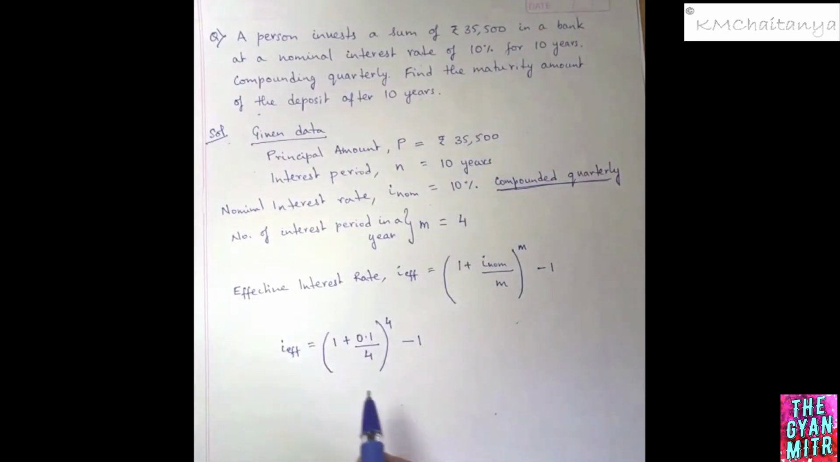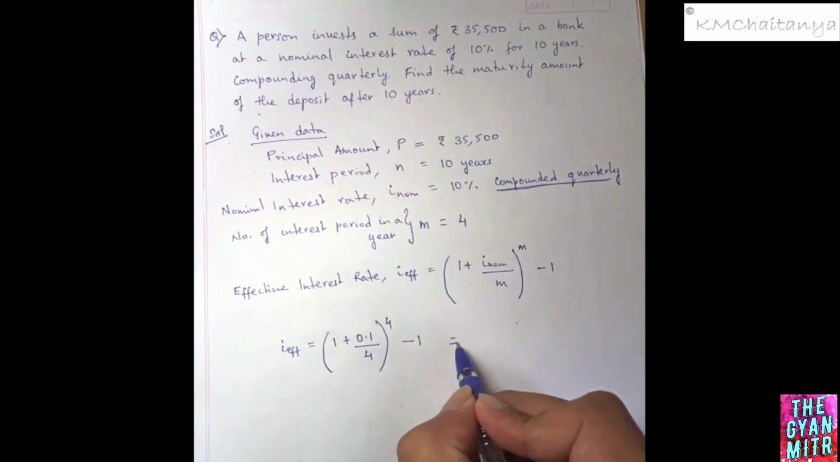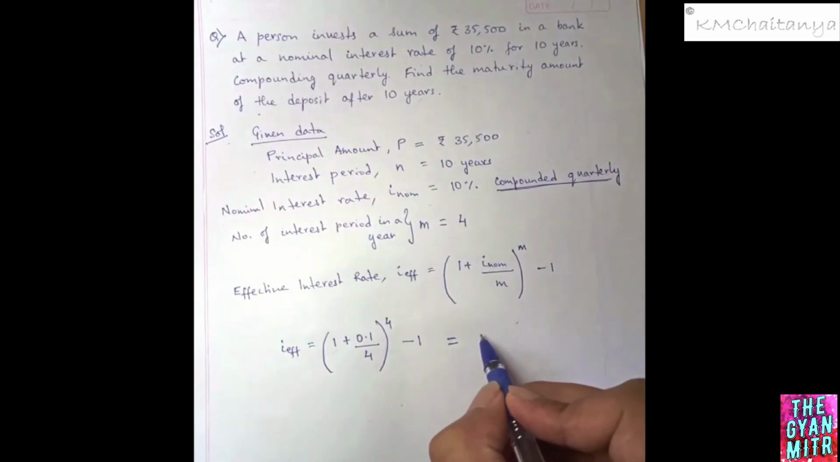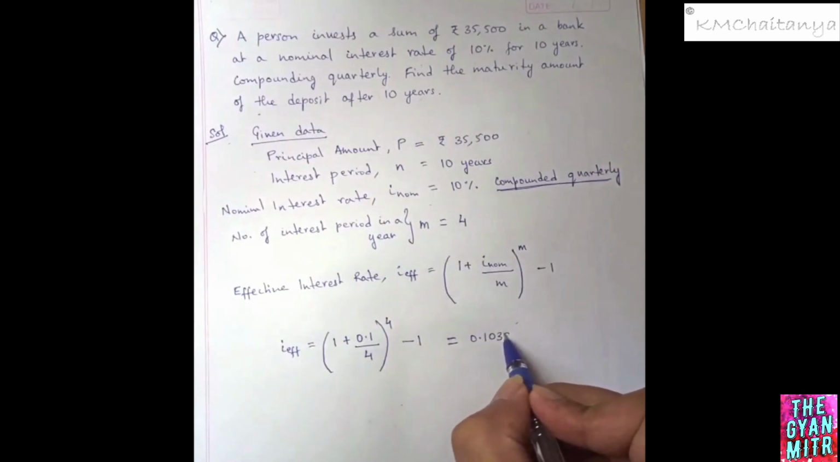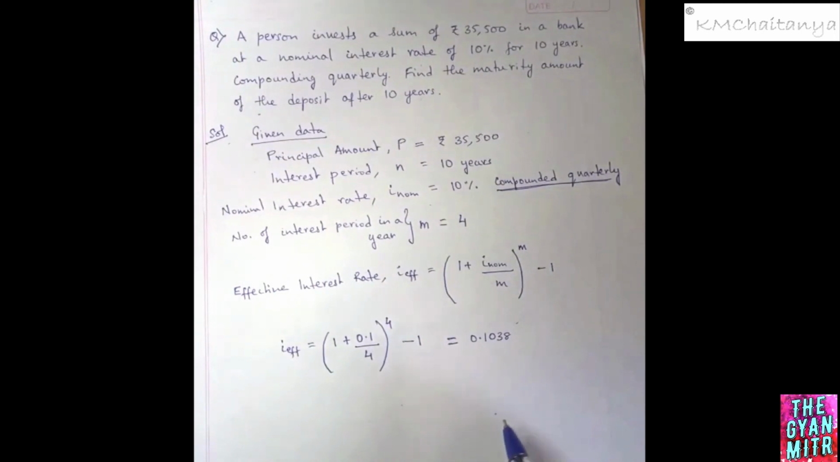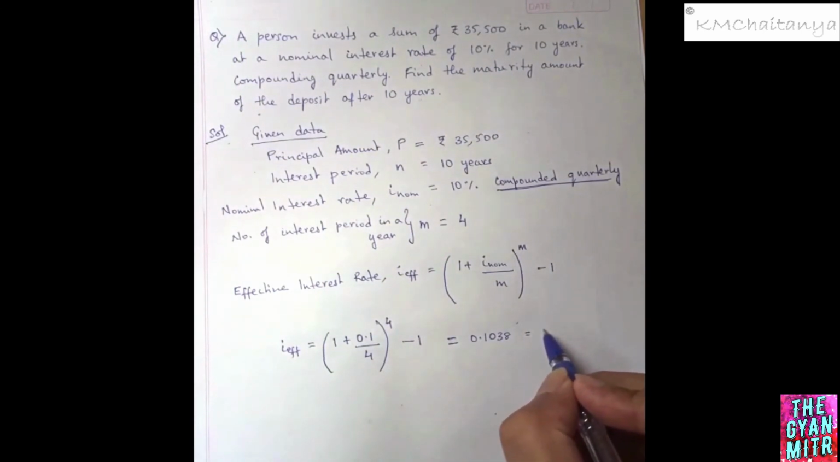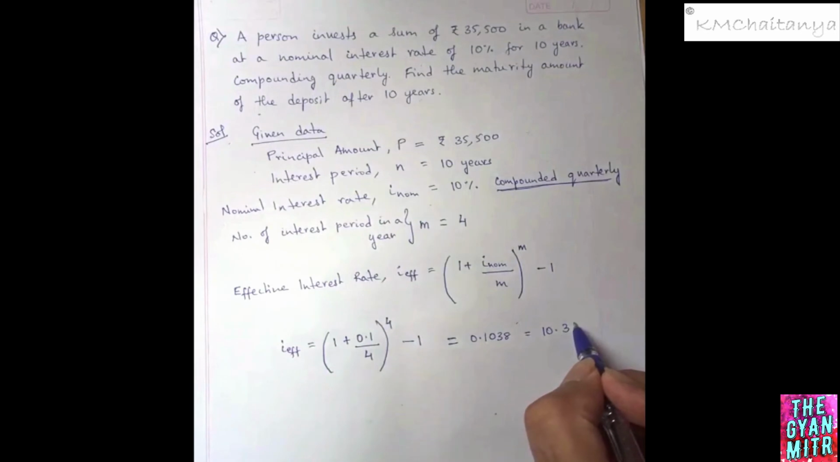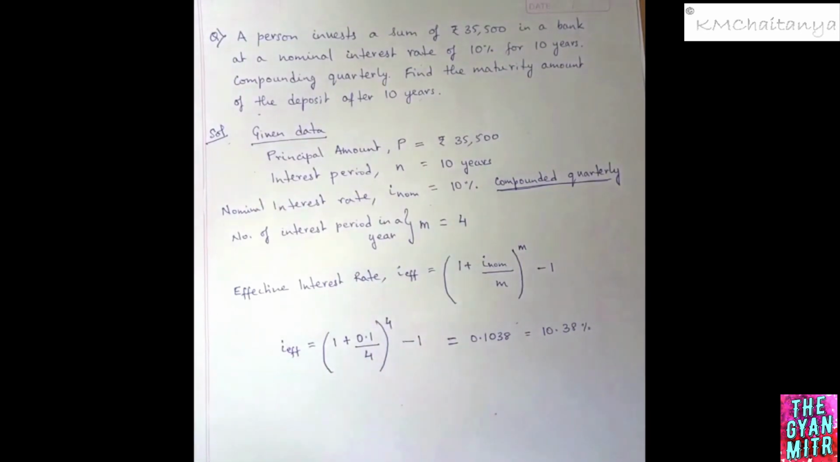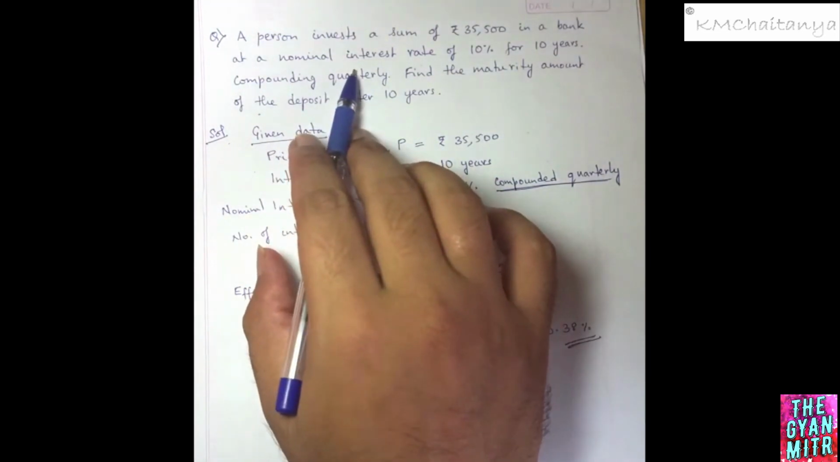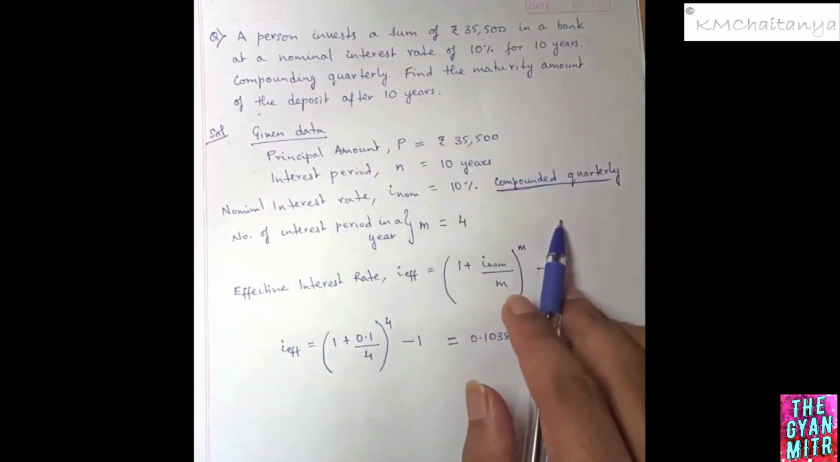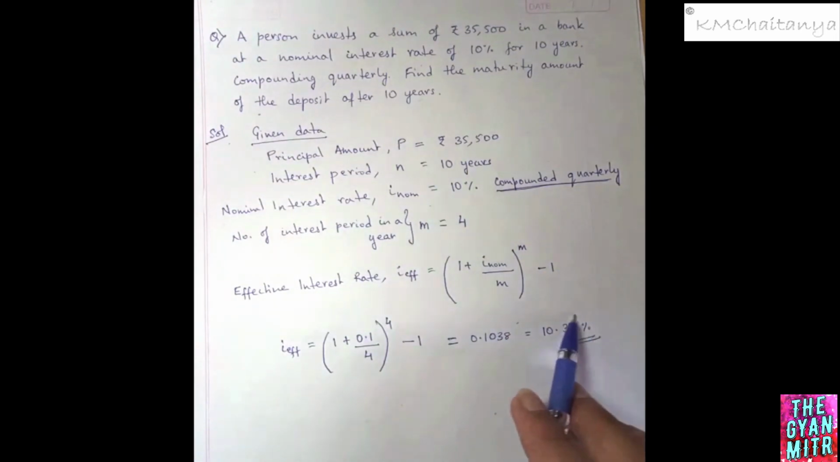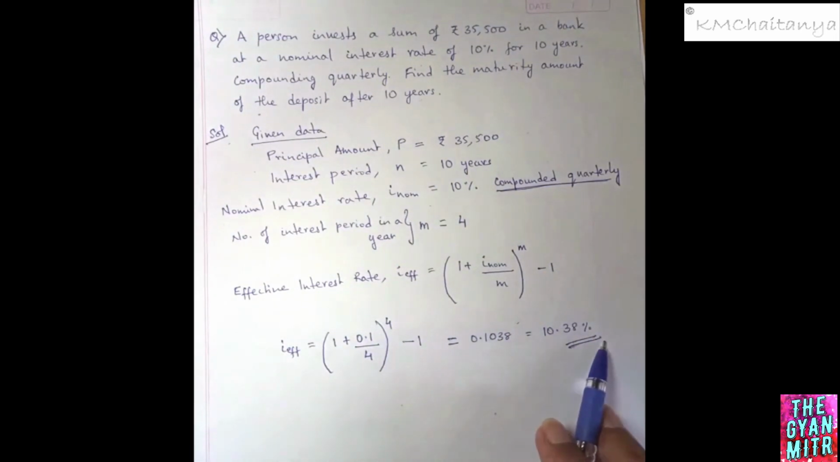Now if I solve this, I'm going to get this particular value as 0.1038, which is equal to 10.38%. So this is the effective interest rate if I convert the nominal interest rate of 10%, which is compounded quarterly. I'll get an effective interest rate of 10.38%.